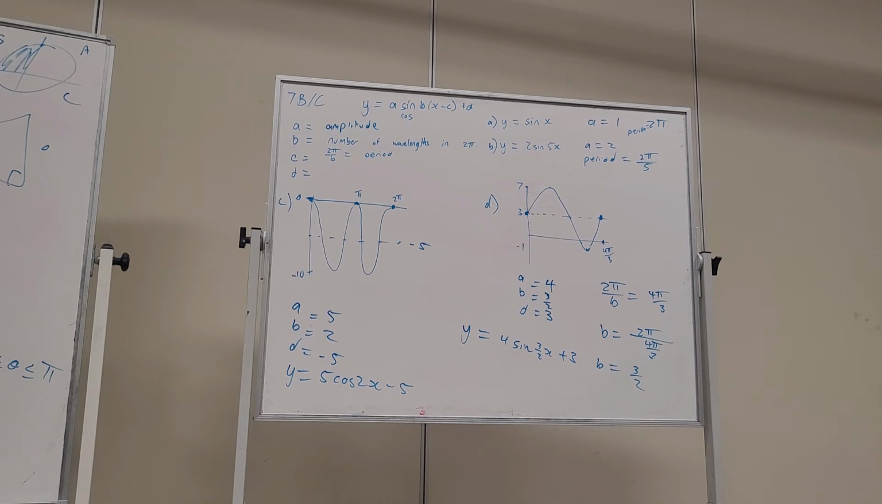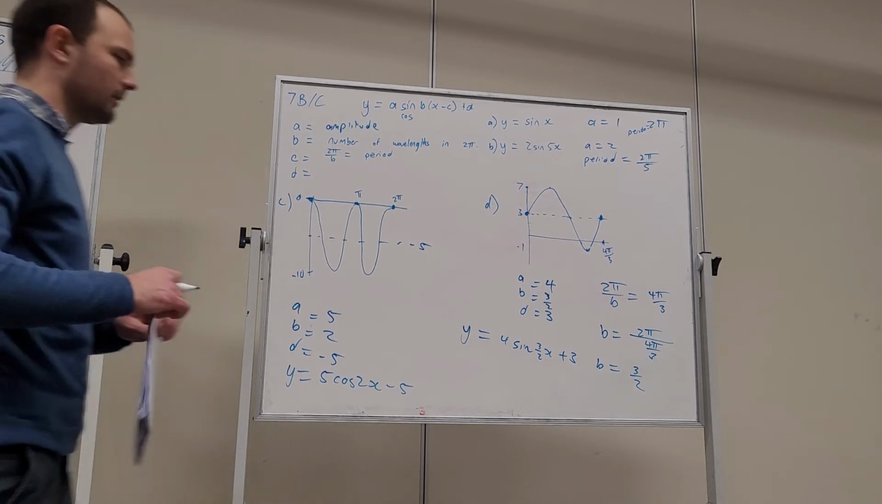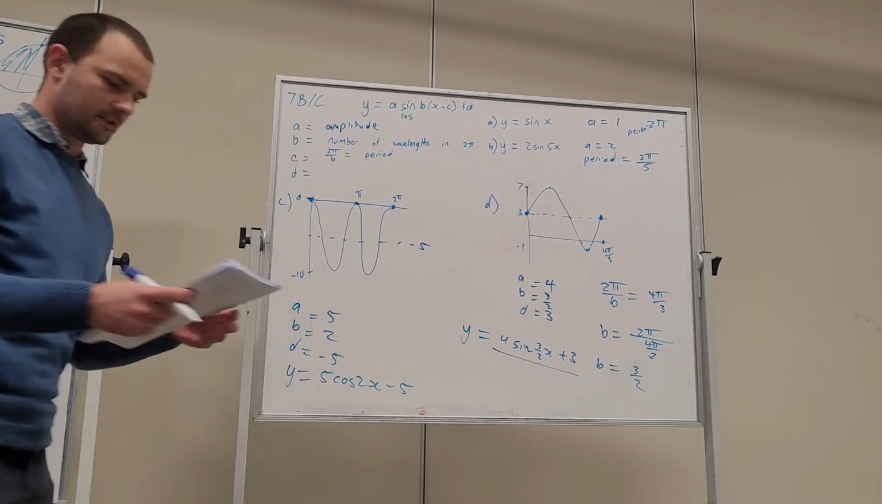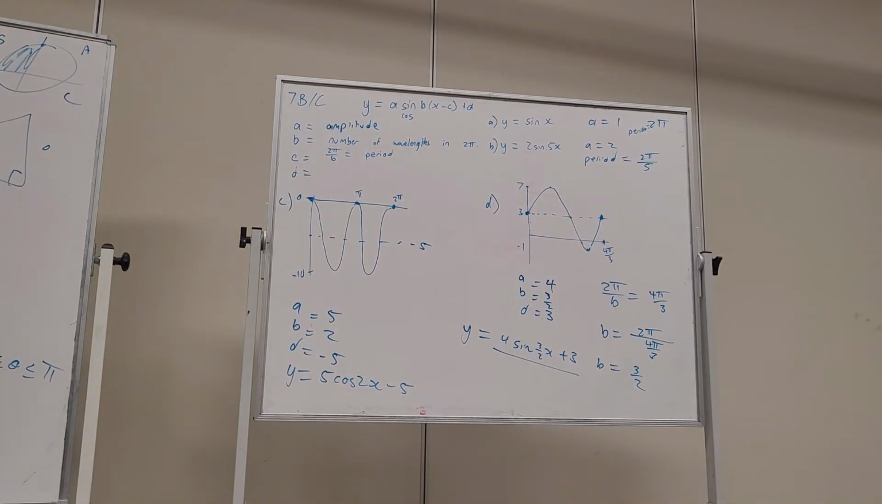Now one way you can check to see if you've got it right, only if you've got time, would be to graph that and make sure it matches up with what is displayed on the Cartesian plane. Okay, so that's 7B and C. 7D is about the tangent function.